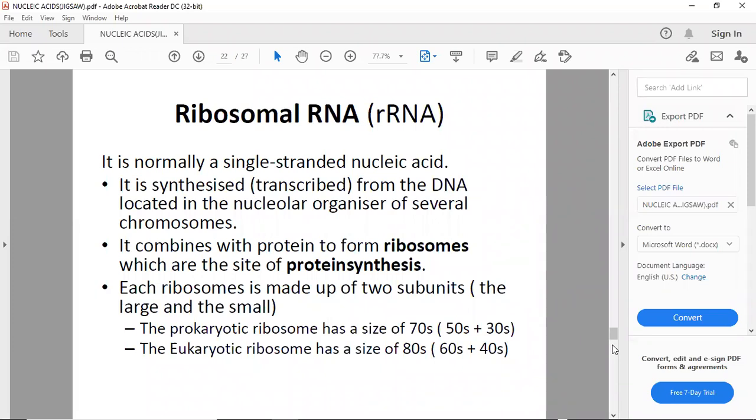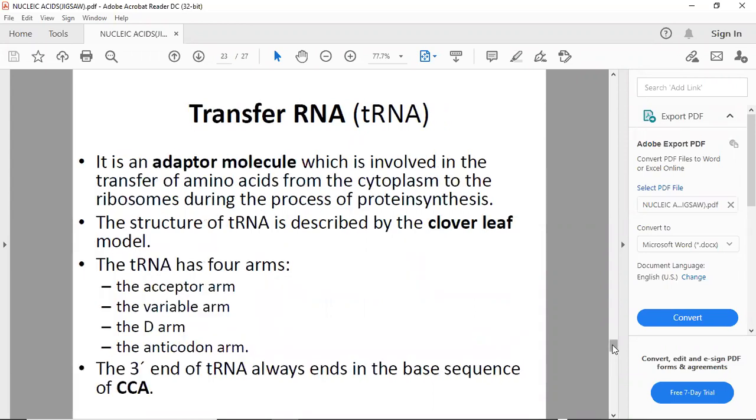Then you have the eukaryotic ribosome, which has a size of 80S. So you have 60S plus 40S, sedimentation rates in Svedberg units, giving us 80. Then you have transfer RNA, which is an adapter molecule involved during the process of translation. It is cloverleaf in shape, and it has 4 arms, which are the acceptor arm, the variable arm, the D arm, and the anticodon arm.